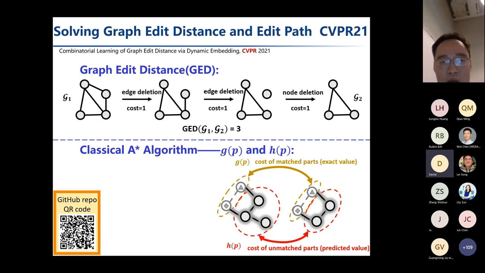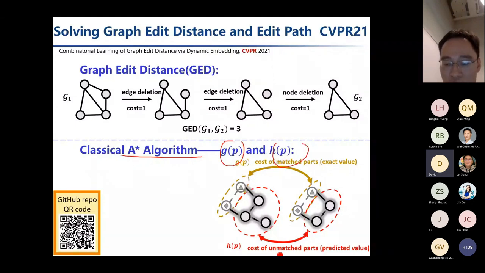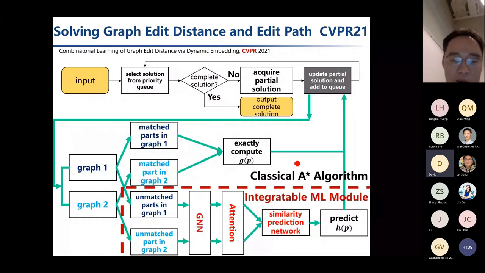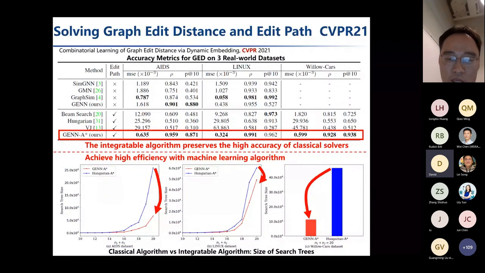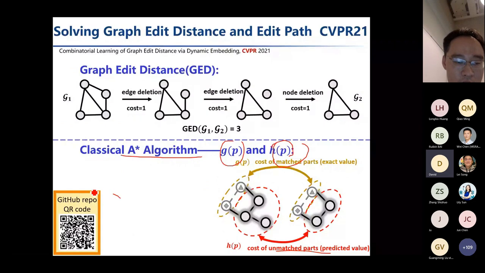So we work under the classic A-star algorithm framework, where we have a g(x) for the existing matched parts and an h(x) for the unmatched parts. The key idea is that we replace the h(x) part, from the traditional computing solvers, with our prediction neural networks. That makes the whole process more efficient, and we can also have very competitive final performance in terms of accuracy.